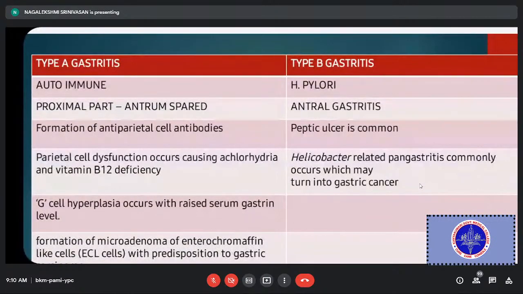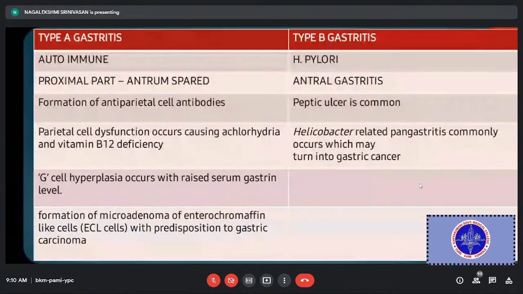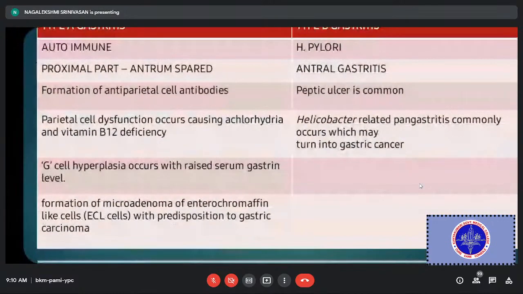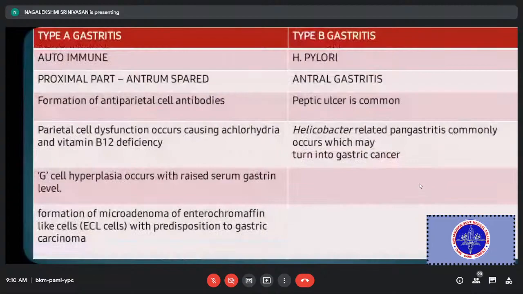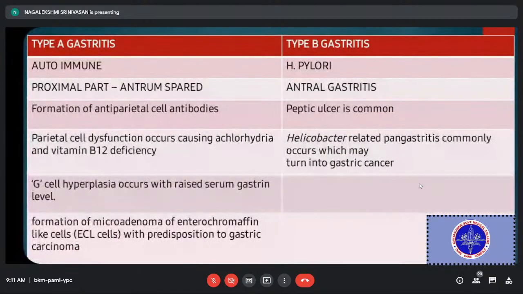And because of this, G cells undergo hyperplasia. That causes a raised serum gastrin level and formation of microadenoma of the enterochromaffin-like cells, that is ECL cells. That predisposes to gastric carcinoma. This is one type of gastric ulcer, type A, and that can lead to gastric carcinoma.